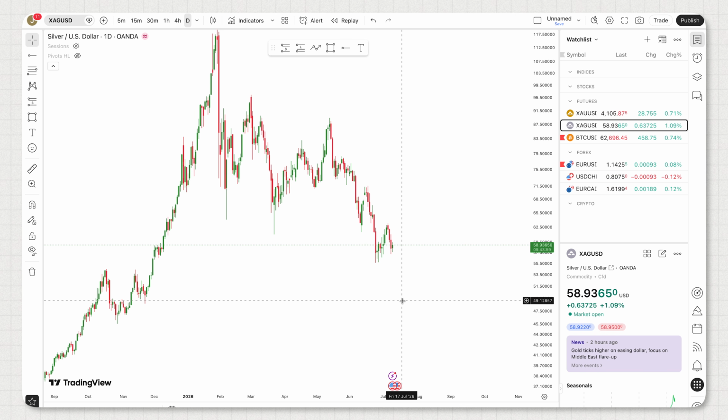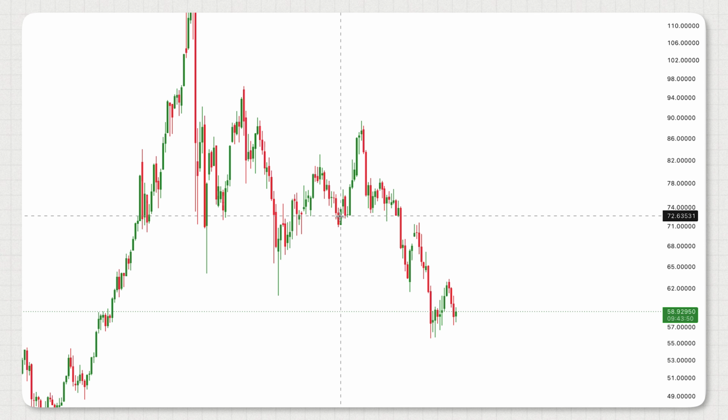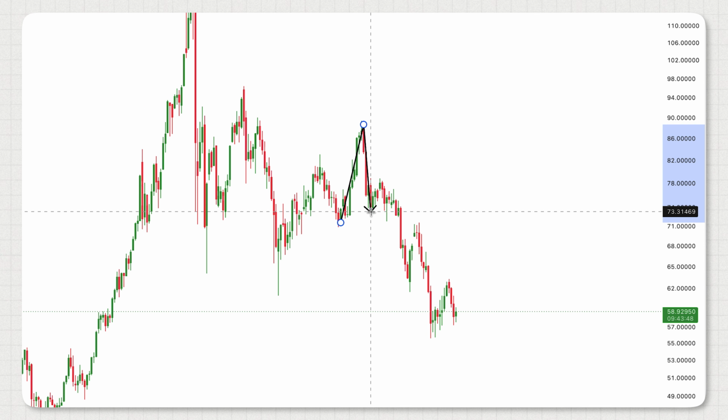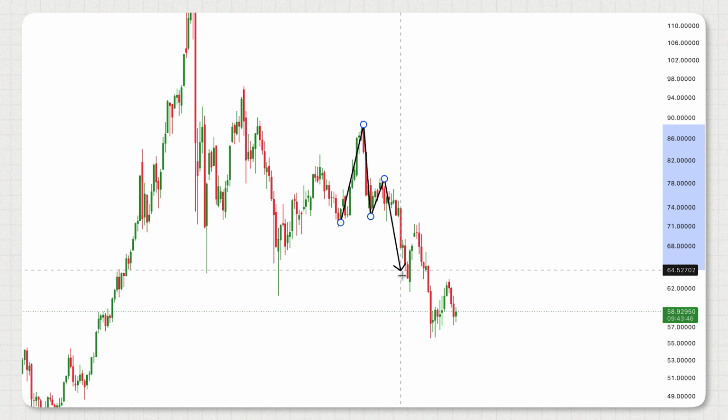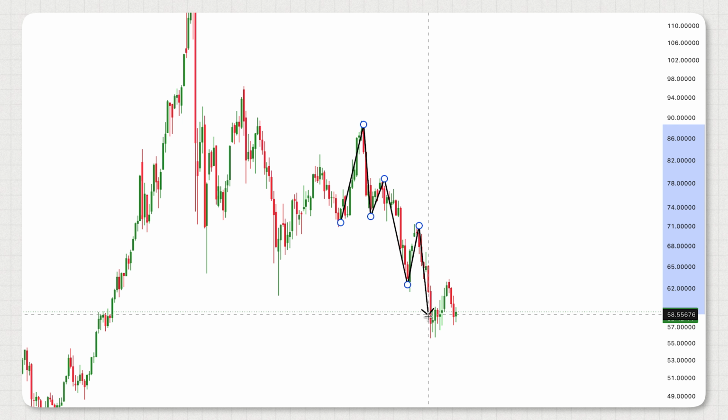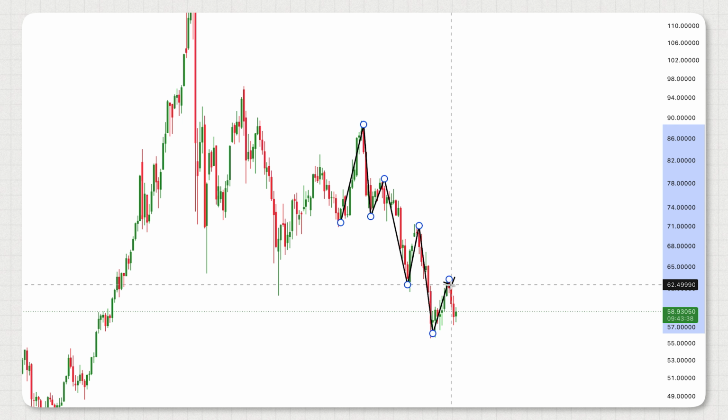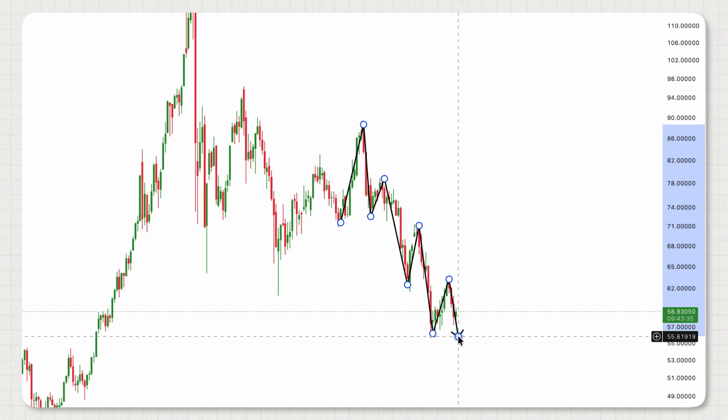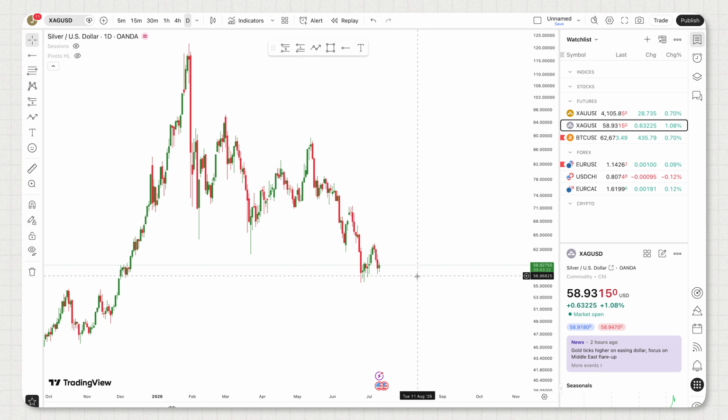Go to the daily time frame and figure out the current trend that the market is in. On the daily time frame, we can clearly see that silver is bearish, right? Because we had a high, we had a low, had a lower high, lower low, lower high, lower low. We created a lower high, and that is where we're currently at. So from this, we can clearly see that silver is bearish.